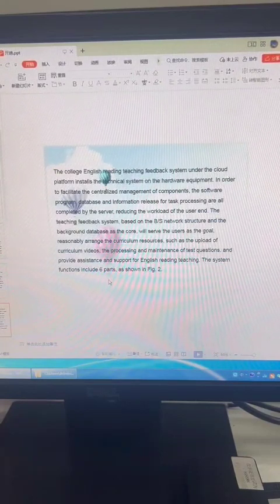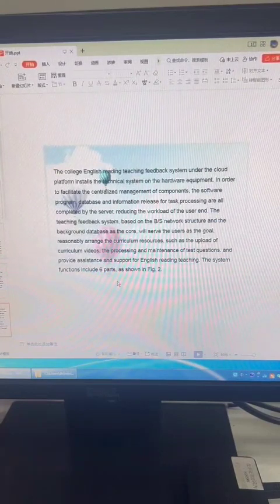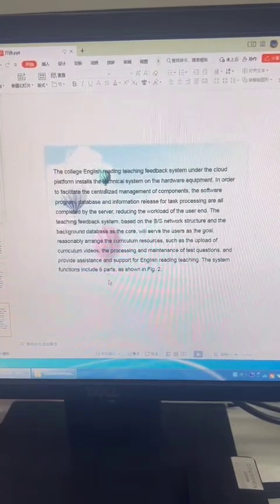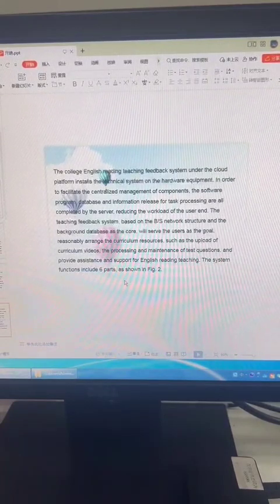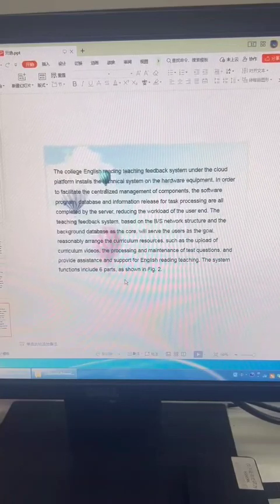Reasonably arrange the curriculum resources, such as the upload of curriculum videos, the processing and maintenance of the test questions, and provide assistance and support for English reading teaching. The system functions include 6 parts as shown in Fig 2.